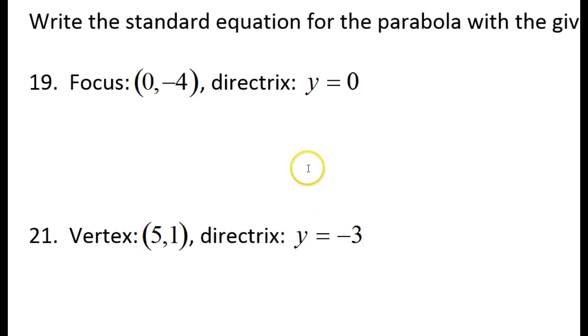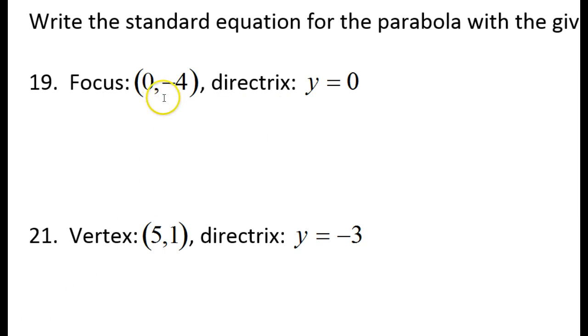For the last few problems, we are given a couple pieces of information pertaining to a parabola, either the focus, the directrix, or the vertex. They're going to give us 2 of those 3 things. And we're supposed to take that information and figure out the standard form equation of the parabola. The most important thing to do is to draw a picture, make a diagram.